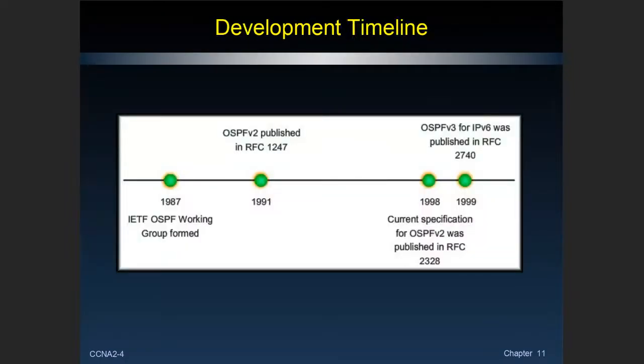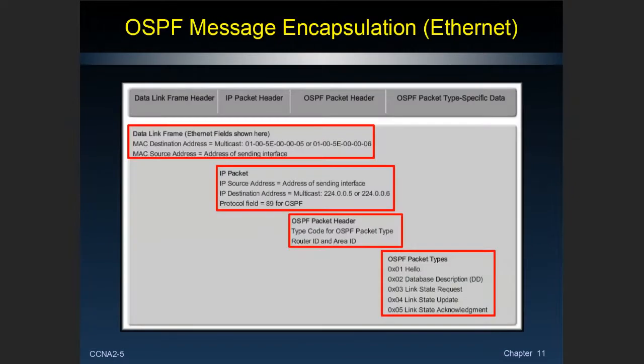So OSPF was developed starting about 1987 and became available in the 90s. And then toward the end of the 90s, when we started seeing this push for IP version 6, IP next generation is what it was originally called, they developed a version for IP version 6. You'll get IP version 6 now in the CCNP routing scheme.